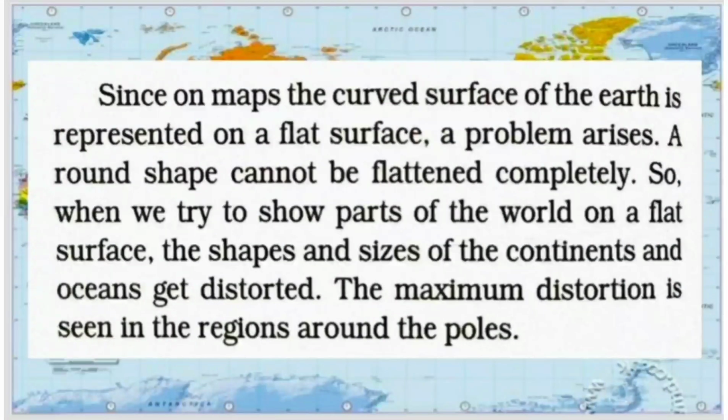Since on maps the curved surface of the earth is represented on a flat surface, a problem arises. A round shape cannot be flattened completely. So, when we try to show parts of the world on a flat surface, the shapes and sizes of the continents and oceans get distorted. The maximum distortion is seen in the region around the poles.